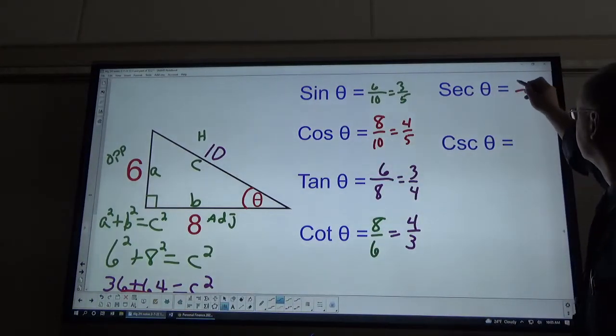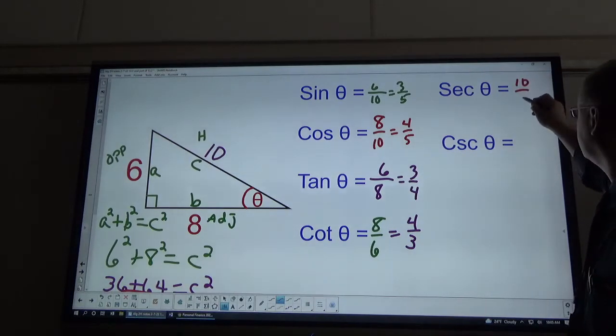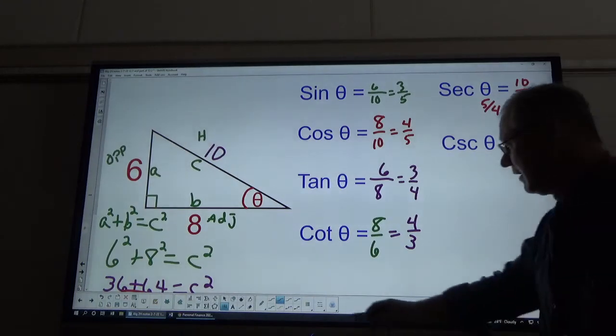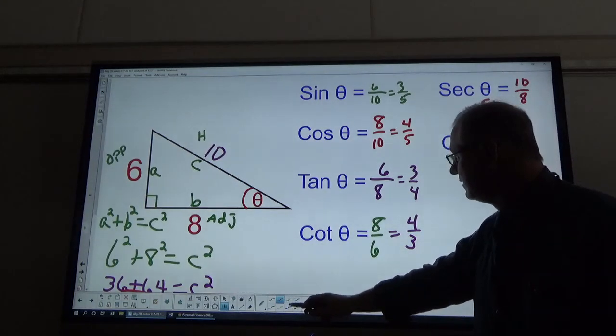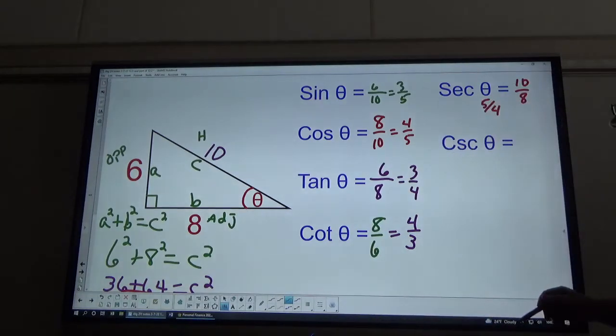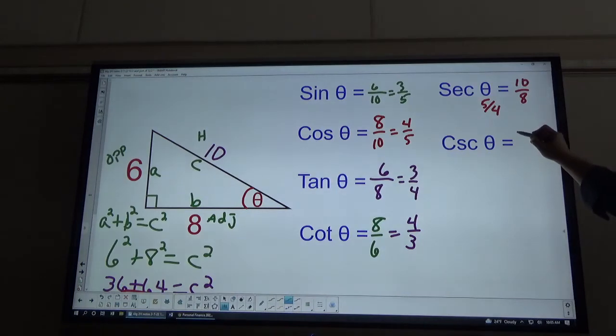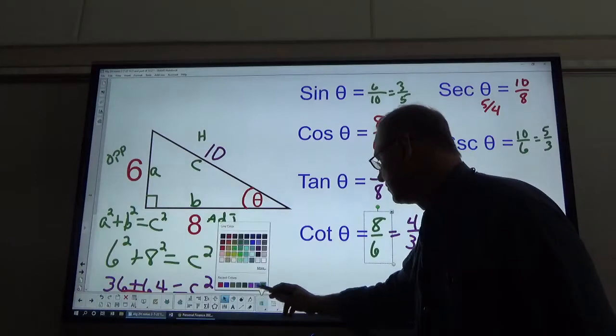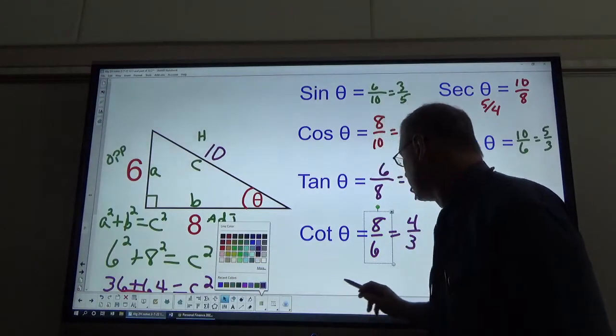Hypotenuse is 10 over adjacent 8. So that's 5/4. And finally, cosecant is hypotenuse over opposite. So that's 5/3. Let me just make an adjustment here. There we go. All right.